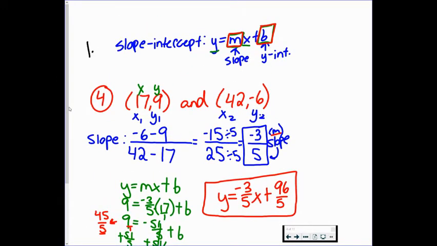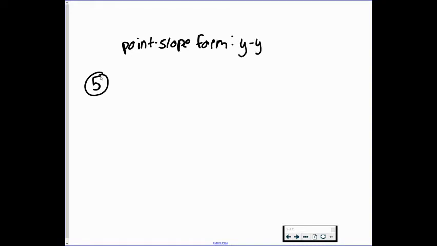Slope-intercept form was from section 1.4 as well. On questions 5 through 6, it asks us to write the equation of the line in point slope form. Now, point slope form looked a little bit different. It was y minus y1 equals m, in parentheses x minus x1. Okay, so that is what point slope form looks like.